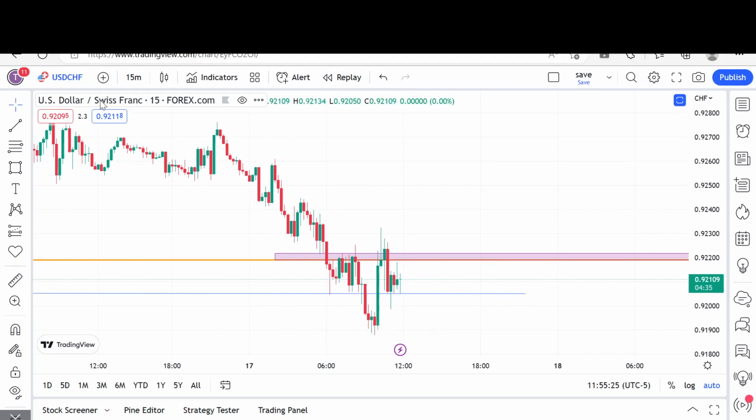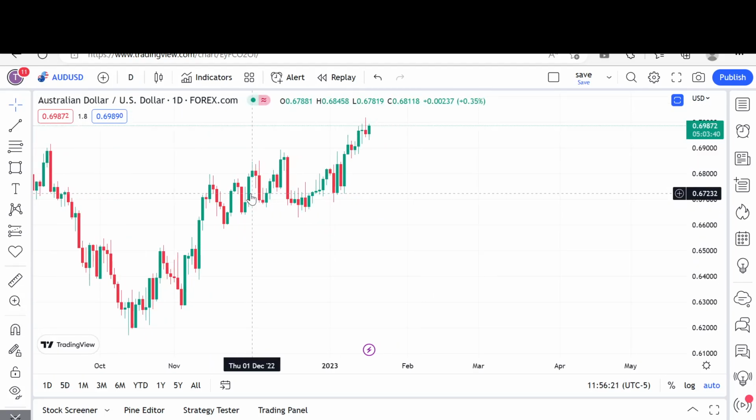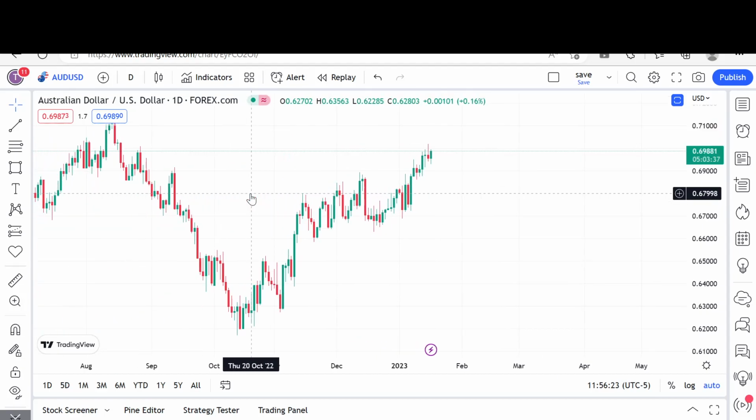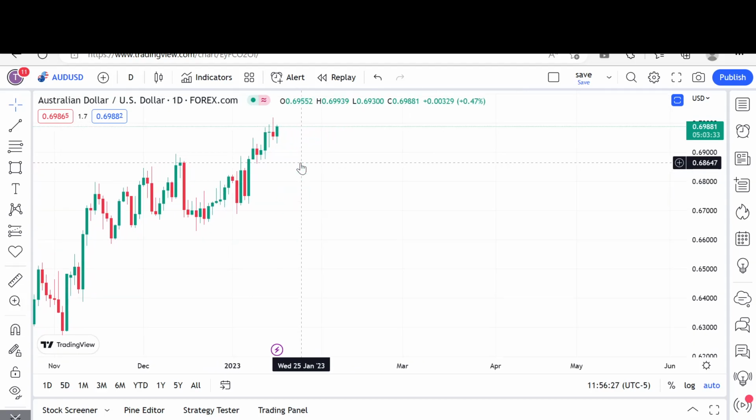Now let's pull up AUD USD. So I was bullish on AUD USD. This was a buy play. So AUD USD, what's this daily chart telling us? That it's clearly bullish. It's clearly trending in an upwards direction.